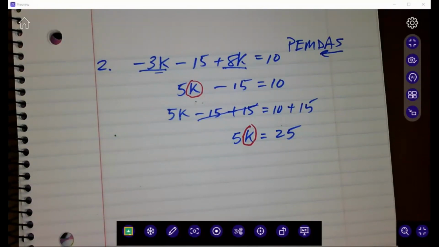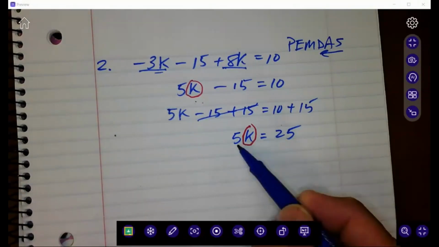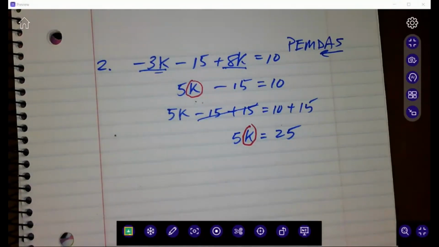If that had been 5 plus k, or k minus 5, then we would have added 5 to both sides. But because that's being multiplied, we need to undo the multiplication. What do we need to do to both sides, Mr. Brown?